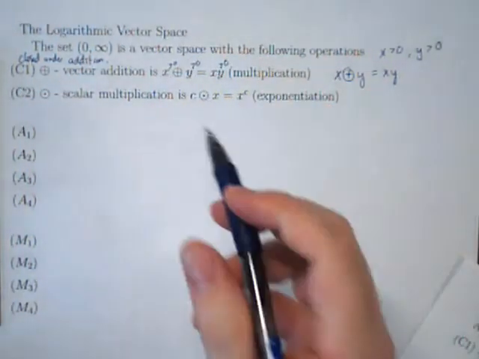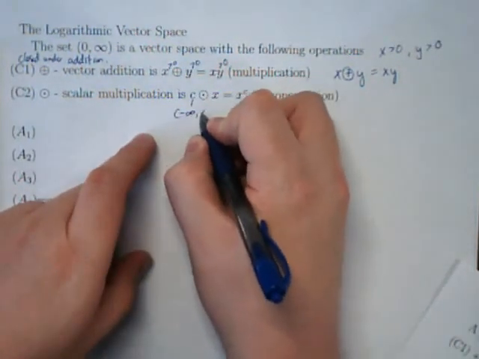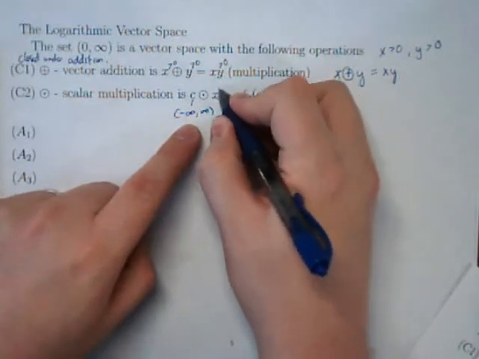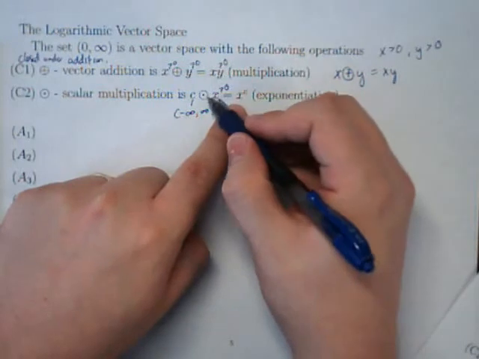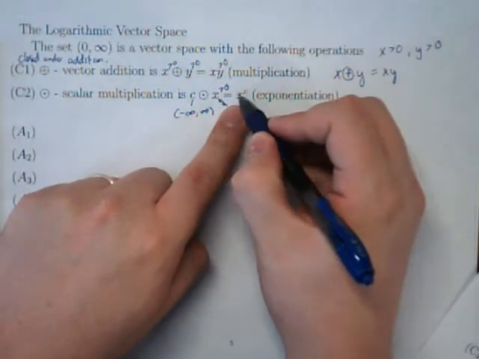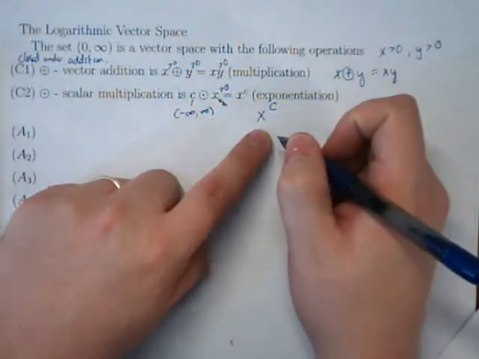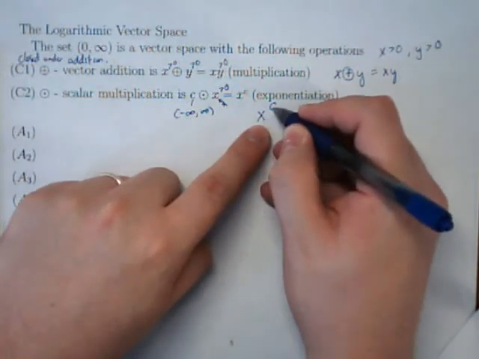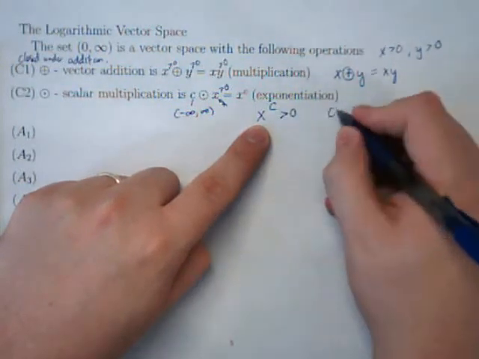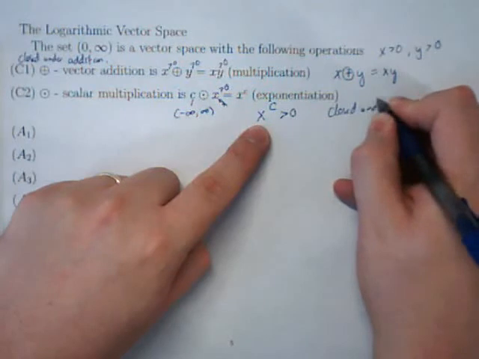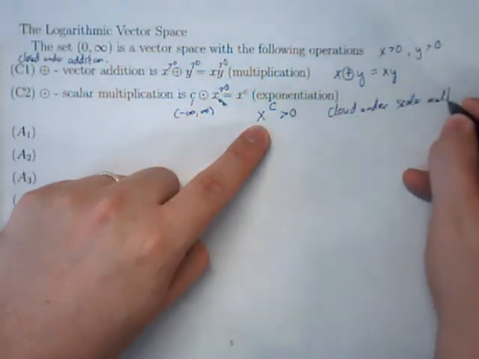Okay, now what we're going to do is we're going to take a scalar. So c, this is any number between minus infinity and infinity, and x is a number that's bigger than 0. And if I take a number bigger than 0, I'm going to define scalar multiplication to be exponentiation. I'm going to take x and I'm going to raise it to the c. Now notice that you can take any positive number, raise it to any number at all, and you end up with a number that's positive. Hence it's closed under scalar multiplication.